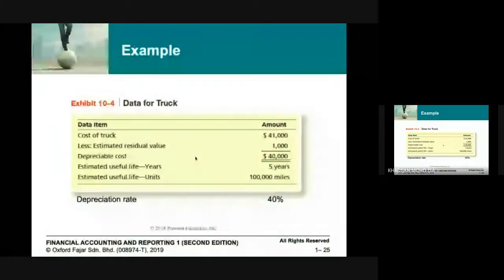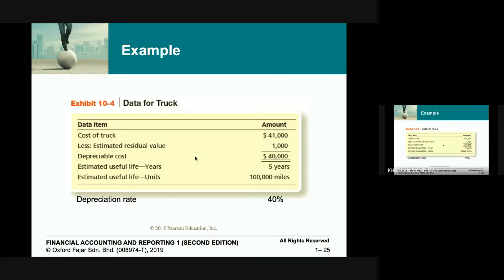For example, here we have data for a truck. Cost of the truck is 41,000. Estimated residual value is 1,000. So you have a depreciable cost of 40,000. Useful life is 5 years, and in units, it can go up to 100,000 miles. So the depreciation rate is 40%.